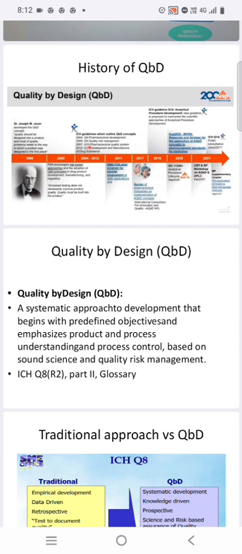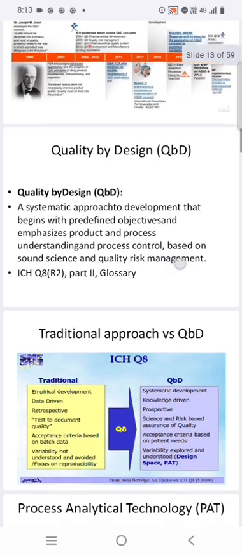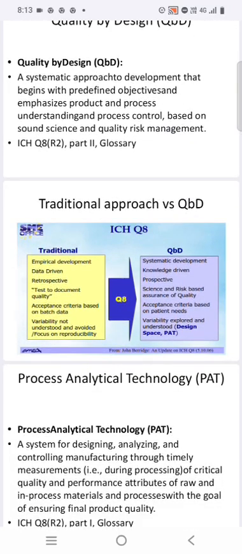Now see the definition of quality by design, QbD. This is a systematic approach to development that begins with predefined objectives and emphasizes product and process understanding and process control based on sound science and quality risk management. Now, QbD is defined as the process control strategy and quality risk management over the ICH Q8 guidelines.